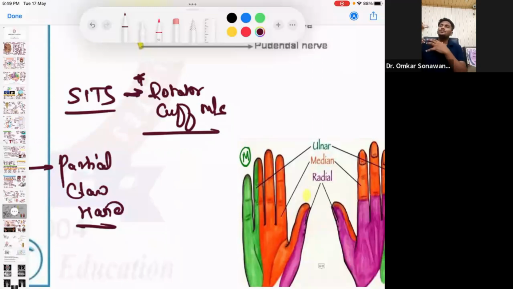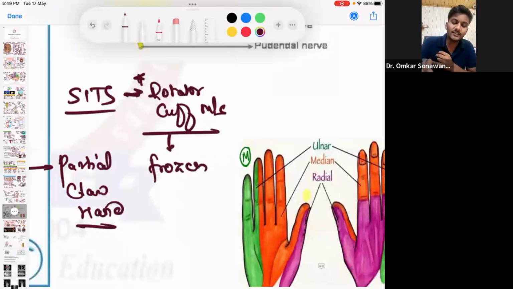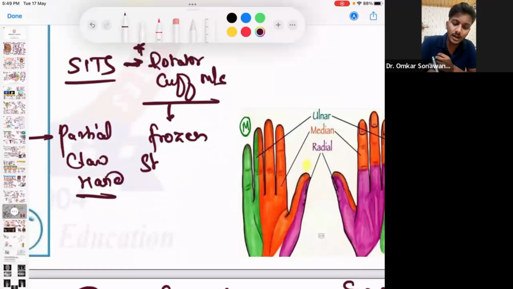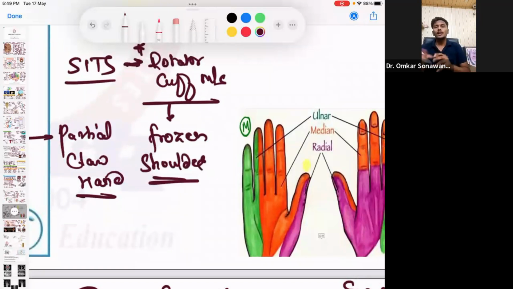And if there is adhesive inflammation of these rotator cuff muscles, that will cause which condition in the patient? Very good, it causes the frozen shoulder. Adhesive inflammation of the rotator cuff muscles causes the frozen shoulder.